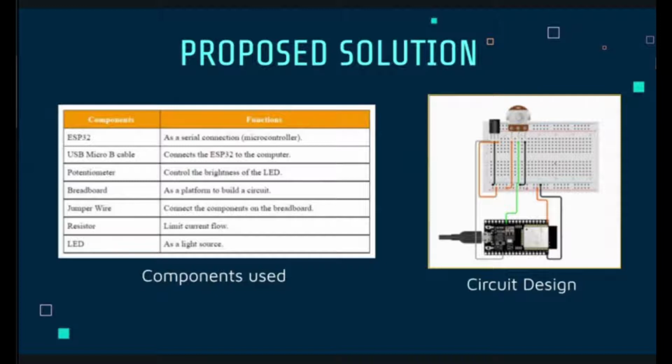Before the circuit can be built, several components will be needed. In this project, we will be using an ESP32, a USB micro-B cable, a potentiometer to control the brightness of the LED, a breadboard as a platform to build the circuit, jumper wires, a resistor to limit the current flow, and an LED as a light source. Next, the diagram shows the design of the circuit that will be built with the listed components.